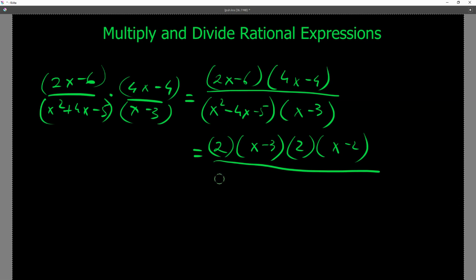At the bottom, I can factor this quadratic. That becomes (x minus 5)(x plus 1). And here I have x minus 2. All right, so I have x minus 2 cancel with x minus 2. And then that's it. There's nothing else I can cancel.